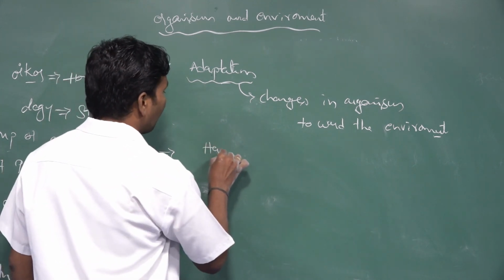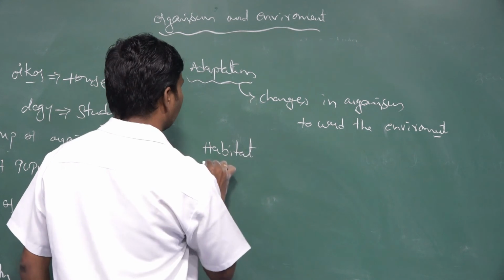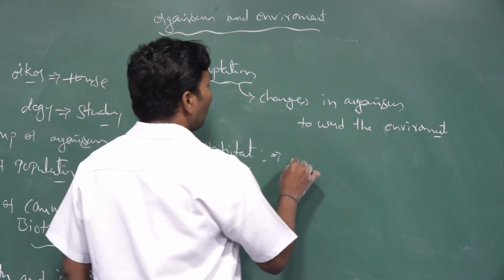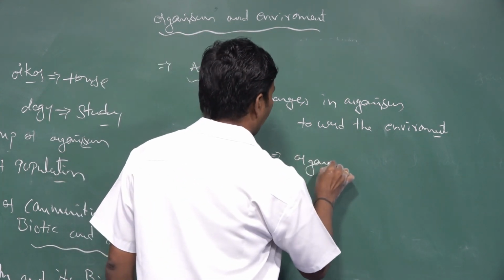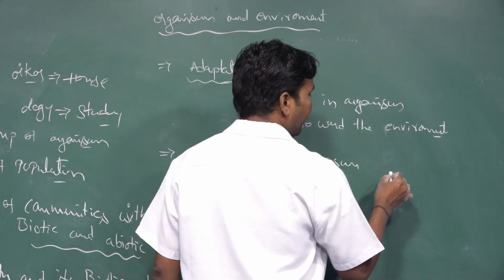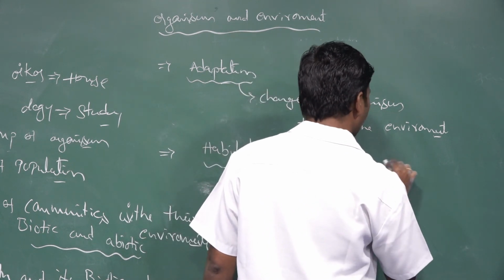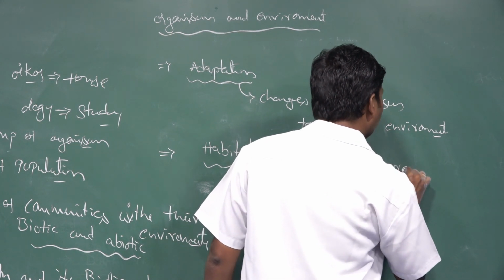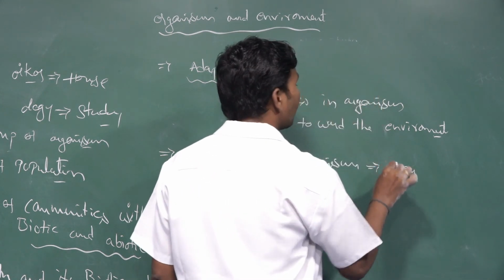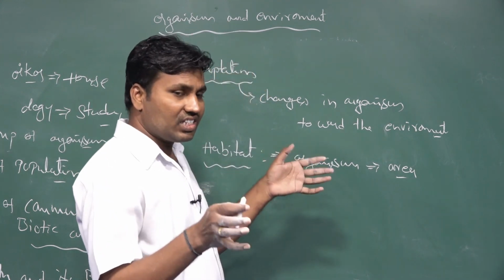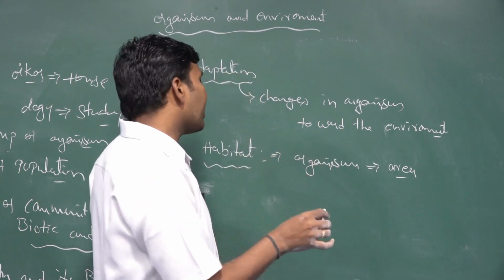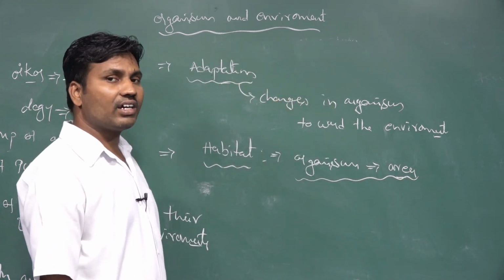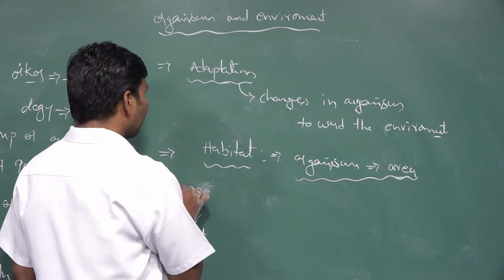Next one is the habitat. Habitat is nothing but where an organism is surviving, where it is living, a particular area. The area where organisms live, one particular region, is called the habitat of the organism.